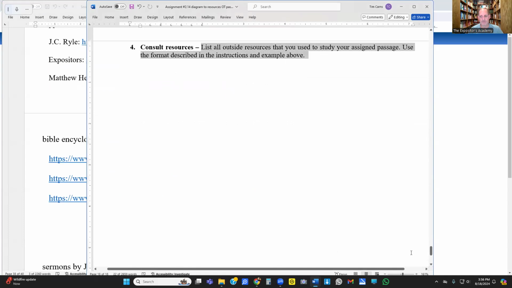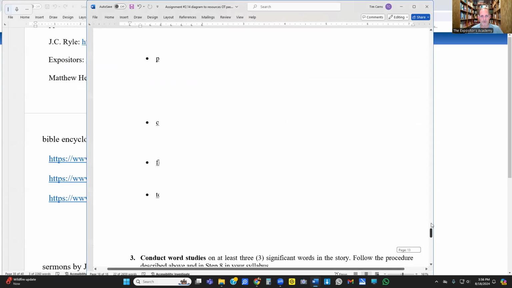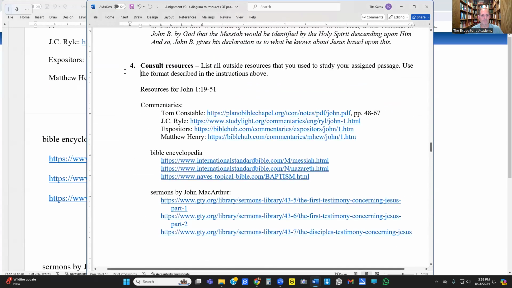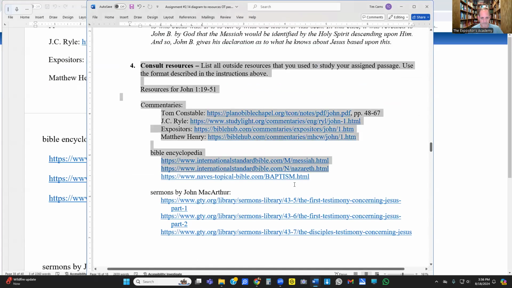Use the format described in the instructions. So again, I gave you an example of this in the notes here. Consult resources. And then I just put down the list. So that's all you're going to do for the assignment.